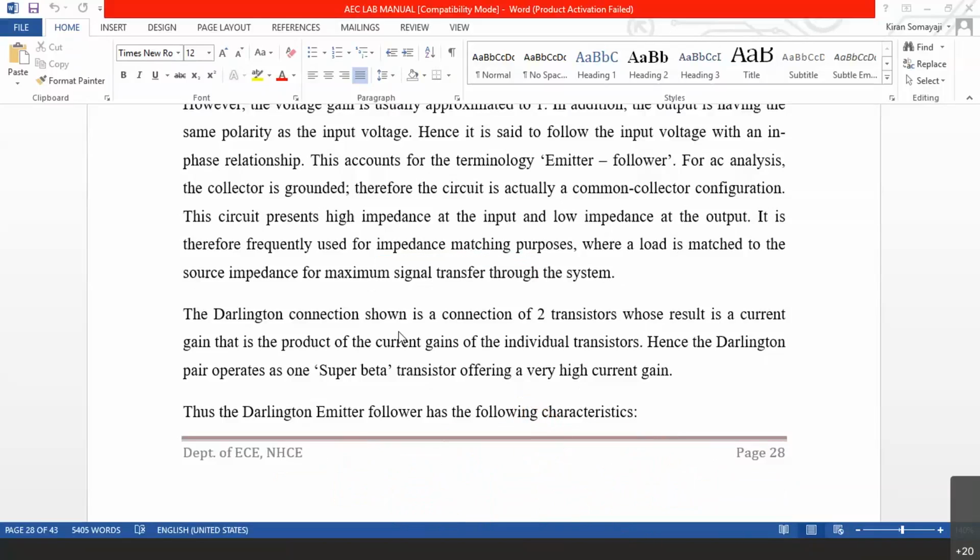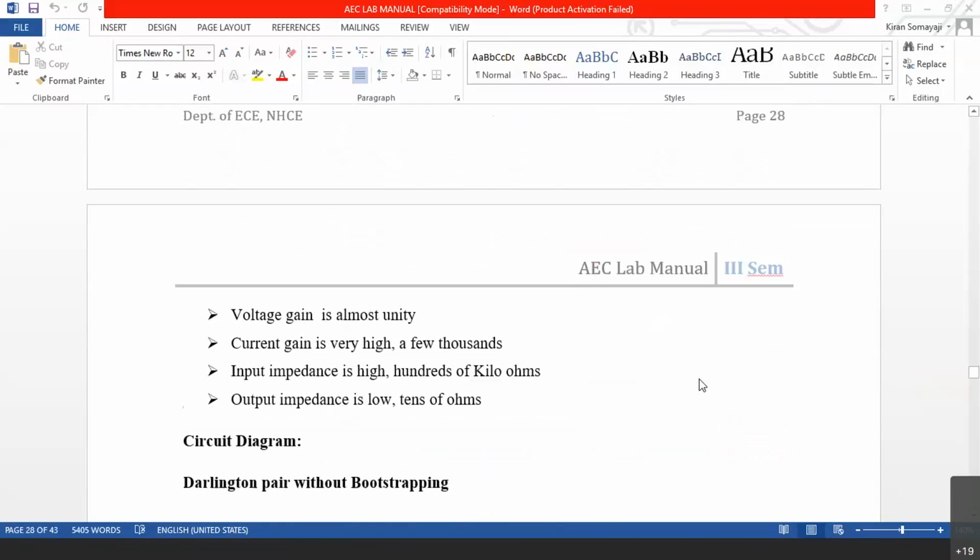Now, the Darlington connection shown is a connection of two transistors whose result is a current gain that is the product of the current gains of the individual transistors. I have already told you it is beta 1 into beta 2. Hence, the Darlington pair operates on one super beta. That means there is a bigger beta, not capital beta, equivalent to small beta 1 into small beta 2. This way we call it a super beta transistor, offering a very high current gain when it is given in a single package. Thus, the Darlington emitter follower has the following characteristics.